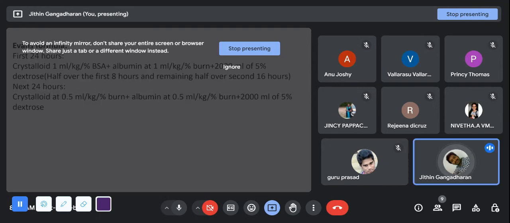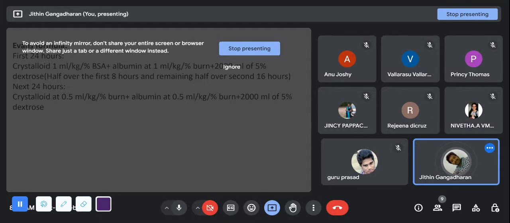Now, the second formula. The first one was Parkland's formula, right? Parkland formula is 4 into TBSA into body weight. That is the simplest equation. Next is the Evans formula. In the Evans formula, we are giving crystalloids. This calculation is for your first 24 hours.